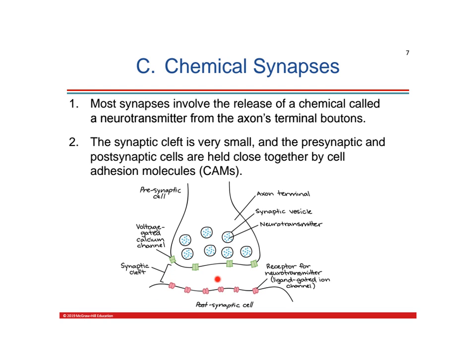This synaptic cleft is very, very small, and basically it's held together because there are cell adhesion molecules, or CAMs, that essentially stick out of both the postsynaptic cell and the presynaptic cell, and they join together. So they essentially hold these cells in very, very close proximity to one another.